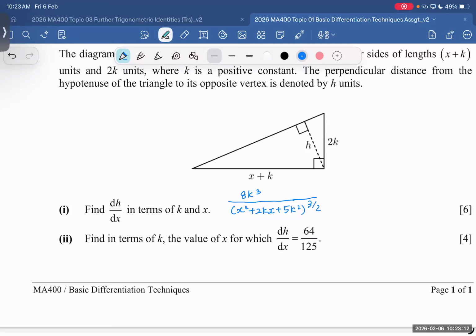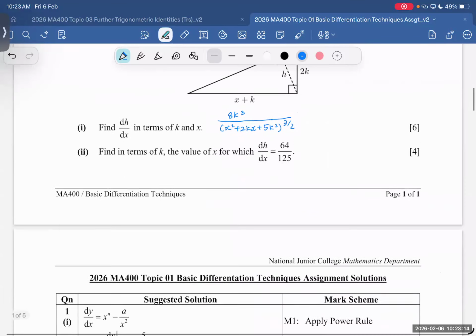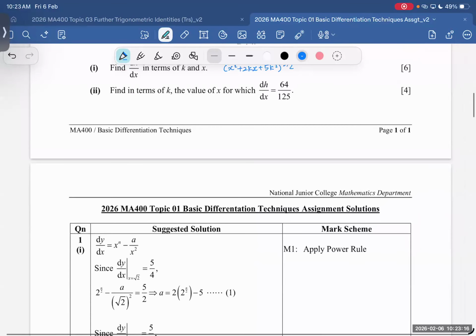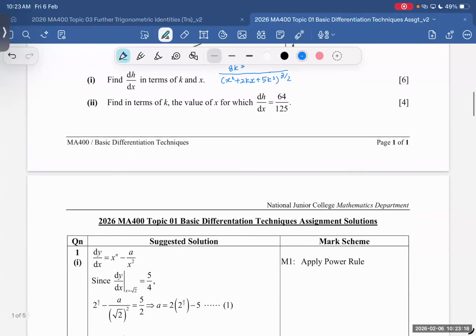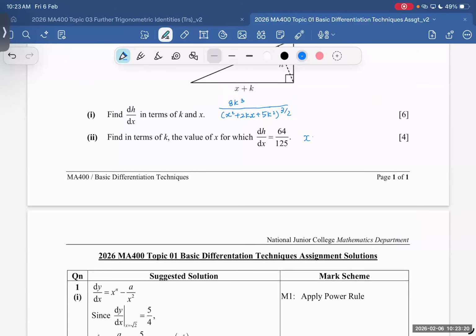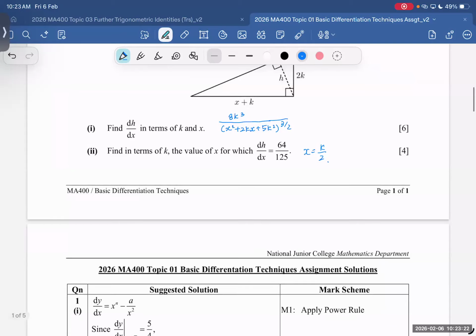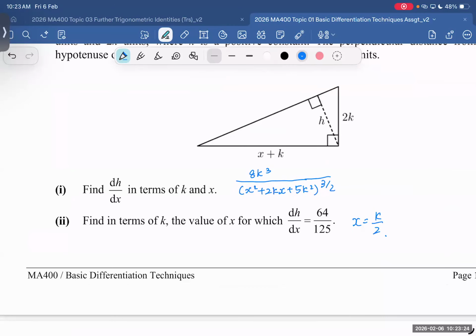So what I do is I copy down the answer. So here, x is equal to k over 2. Anyone got part 1? Anyone managed to get part 1? Very good. Very good.